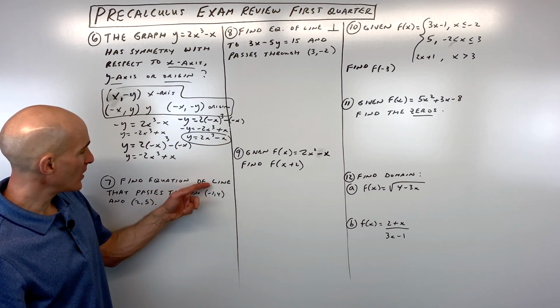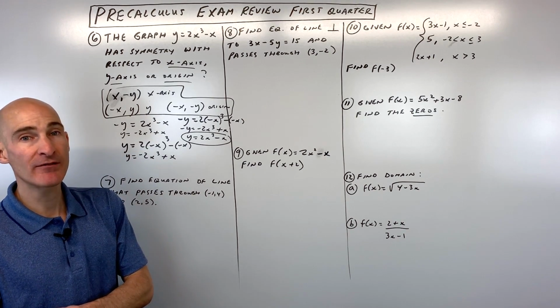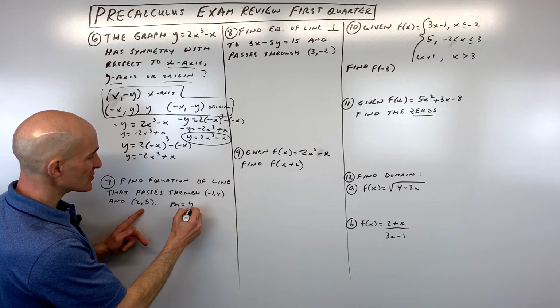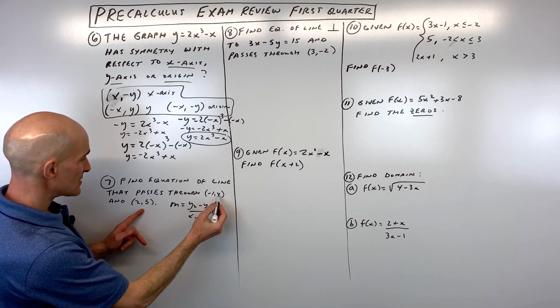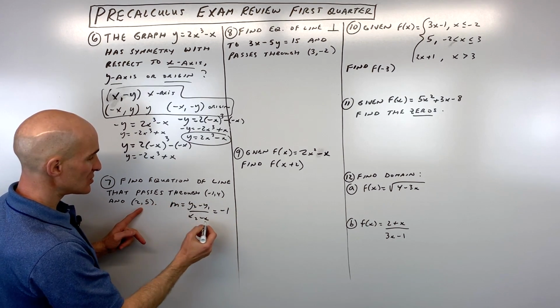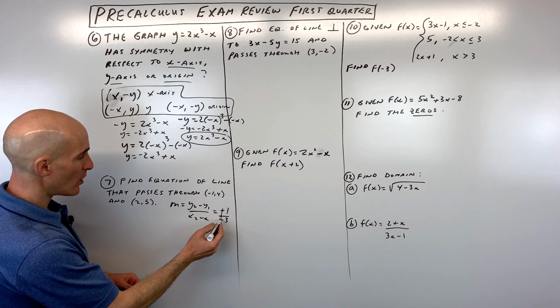It says, find the equation of the line that passes through these 2 points. Okay, so you remember how to find equations of lines. First thing we have to do is find the slope. And remember, the slope is y2 minus y1 over x2 minus x1. So I'm going to say 4 minus 5, which is -1, and -1 minus 2, which is -3. The two negatives cancel, so you can see our slope is 1/3.